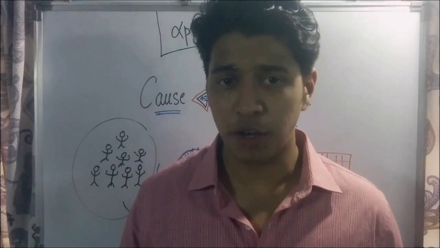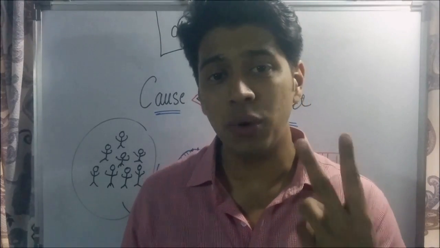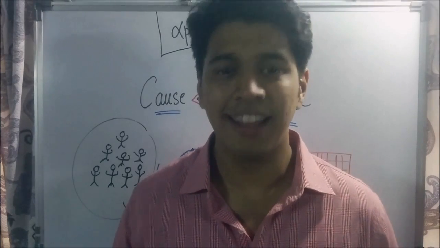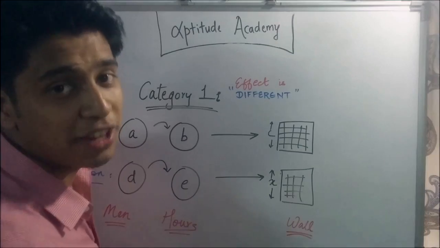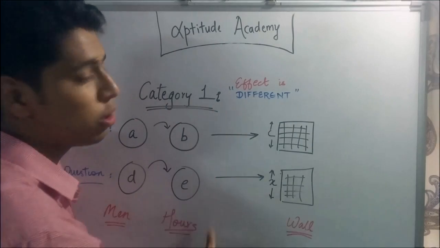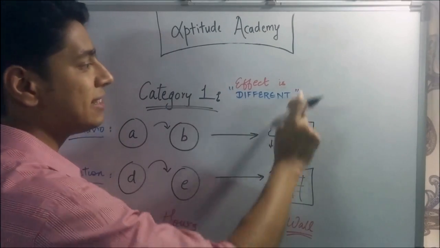Now when you use the cause-effect rule to solve your chain rule sums, there are going to be two categories of problems that can appear in examinations. Let's look at them. Category 1. Now for category 1, what's going to happen is your effect is going to be different and you need to find out what this effect is.